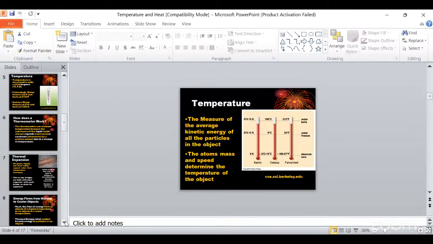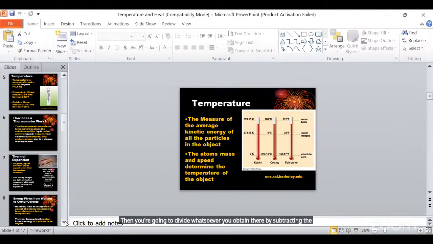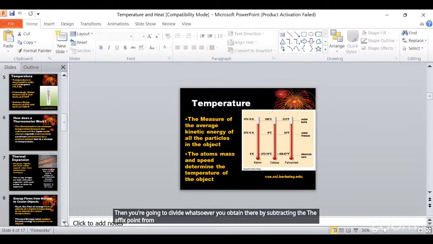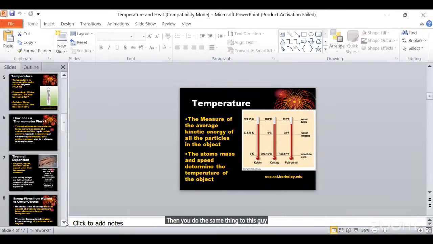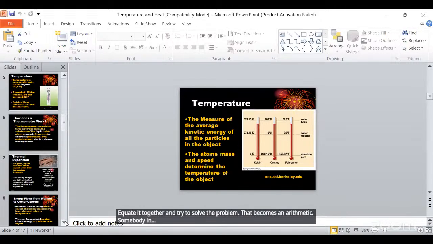Then you're going to divide whatever you obtain there by subtracting the lower fixed point from the 200. Then you do the same thing to this one: X minus 0 all over 100 minus 0. Equate it together and try to solve the problem. That becomes an arithmetic somebody in JS2 can solve.